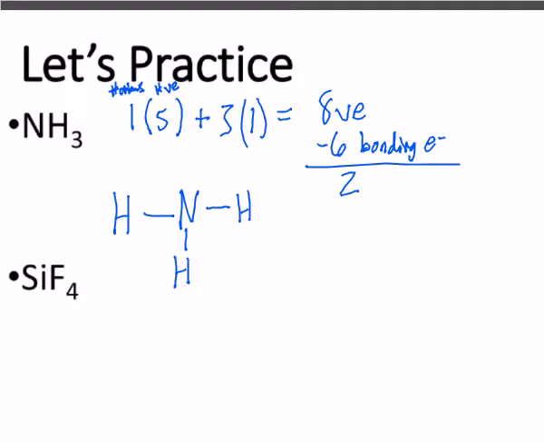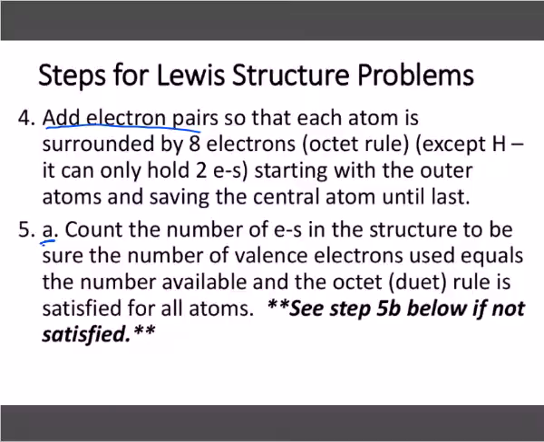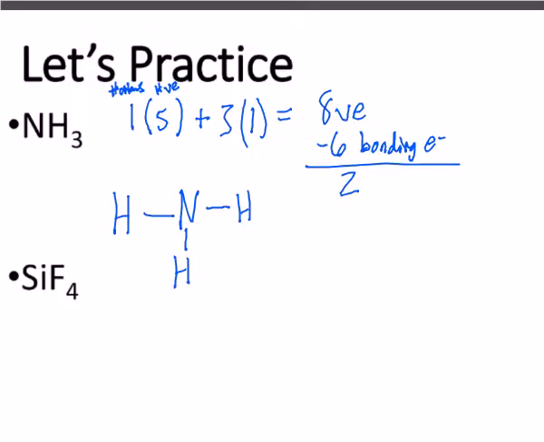extra electrons for? Read in your notes. Step 4. 8, absolutely. So if we look back at step 4, add electron pairs. Now let's think about it. Okay, save your central atom for last. Start by putting lone pairs around what these are called, satellite atoms.